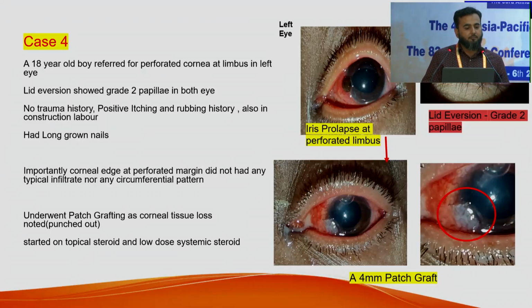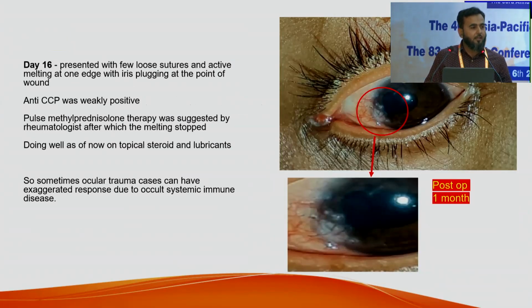So the lid eversion showed grade 2 papillae, and we took him for surgery. So we found that there was a profound tissue loss, and he underwent a 4 mm patch graft for this tissue loss. And he did well initially for first 2 weeks.